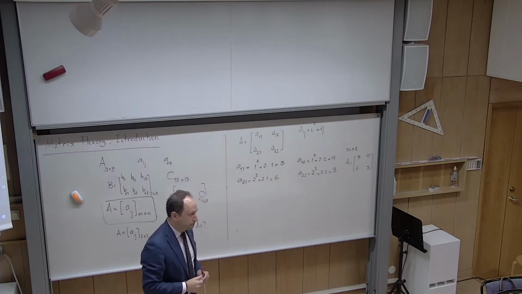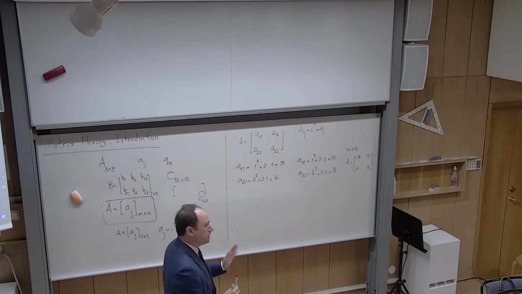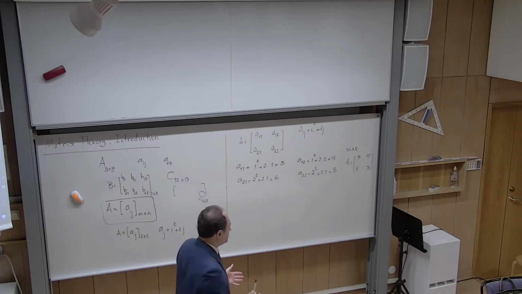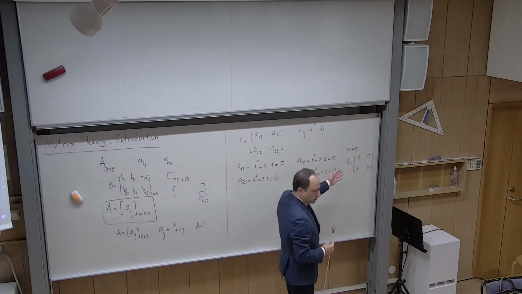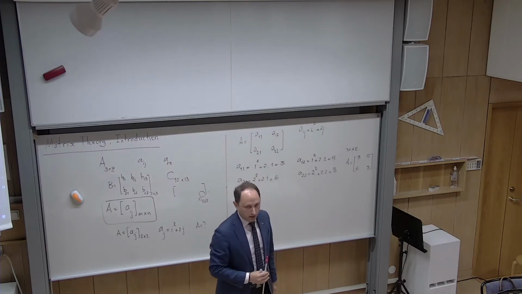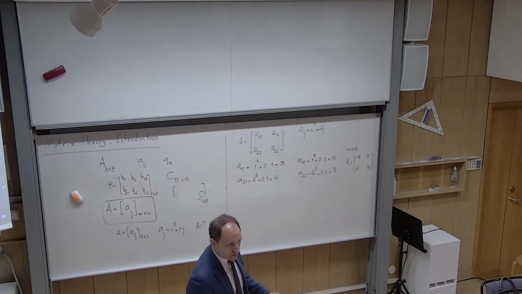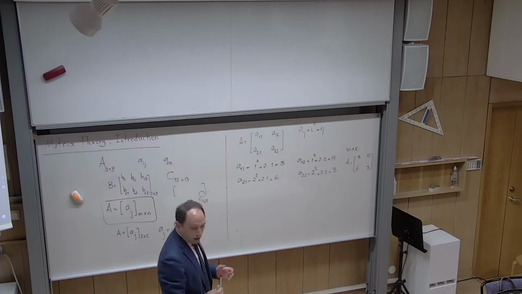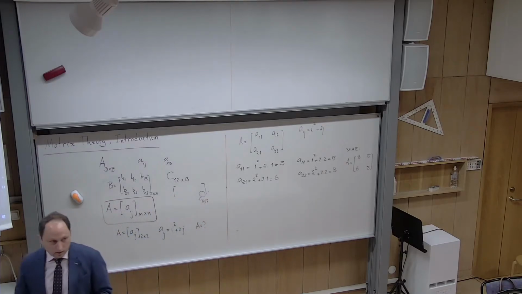Yes? Can you have two same numbers in the... Everything can happen. We don't have any restrictions whatsoever for the entries. But you have to be careful not to make mistakes in your arithmetic and calculation. So that's very simple. Is that clear? Okay. I think, okay, it's a good idea. Yes? Do you have questions?